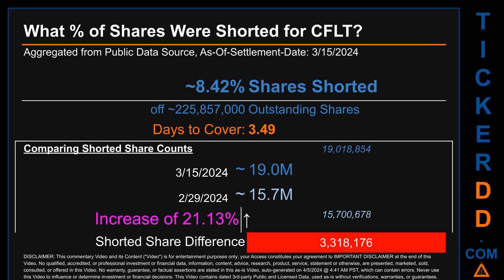Days to cover is 3.49. When I compare the current 2-week period data snapshot against the previous period, ending in settlement date, February 29, 2024, I find that the current snapshot had roughly 3.3 million more shares shorted. This means that, compared to the previous snapshot, the current snapshot has an increase of 21.13% of shorted shares.